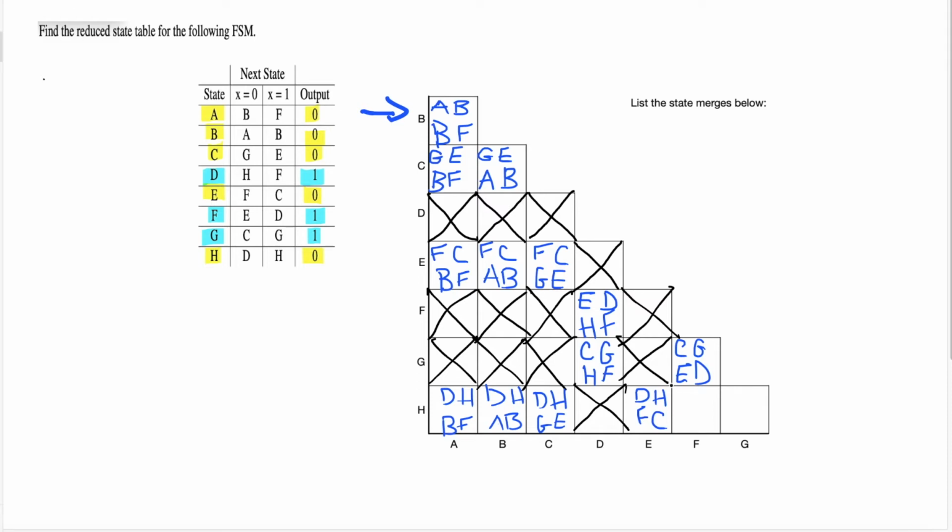HF are not the same color. So we're going to write down a big old X over there. And HG are not the same color. So we're going to write down a big old X over there, right? So what we have so far is what we refer to as the first iteration of the reduced state table. So this is the first iteration.